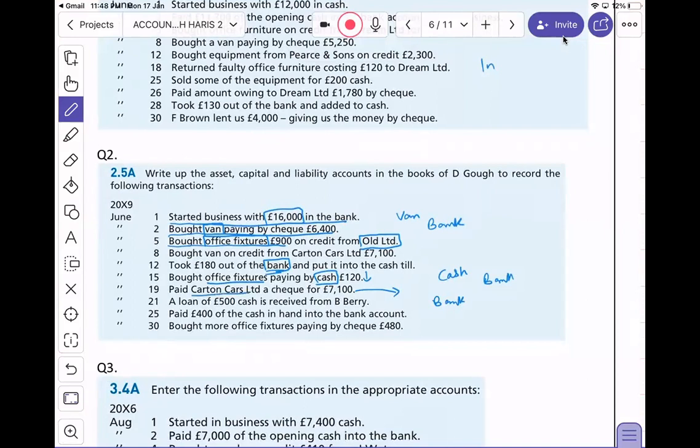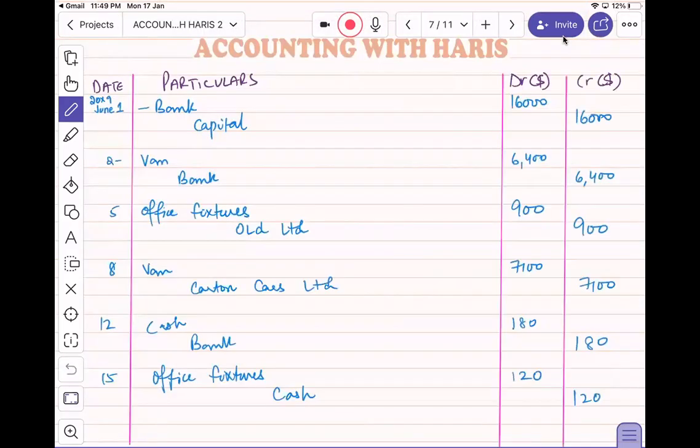And why? Because you had previously bought a van on credit from Carton Cars Limited. Carton Cars Limited was your liability; the business had to pay back money to them. Now when the business pays back any amount to the liability holder, our liability decreases. A decrease in liability gets debited, and therefore Carton Cars would get debited.